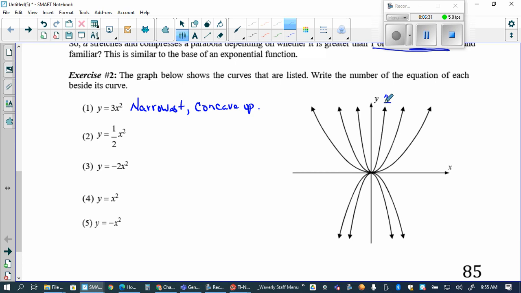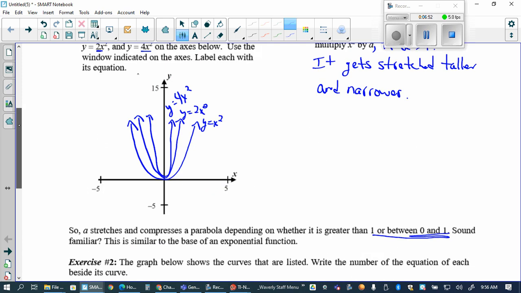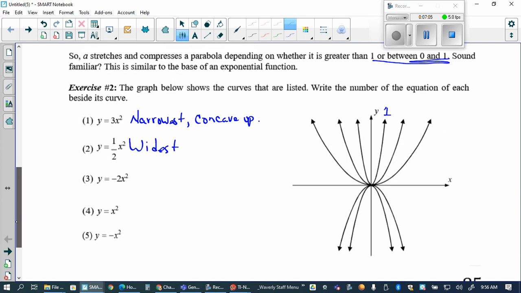Okay, so think about number 2 then. Y equals 1/2 x squared. Would this be the widest one? Yeah, so it'd be the widest. X squared is like the normal standard one, right? Up here, this one was our x squared. It was the widest of these because none of these are fractions. These are all greater than 1. Is that right? Okay. So it's the widest, concave which way? Up.